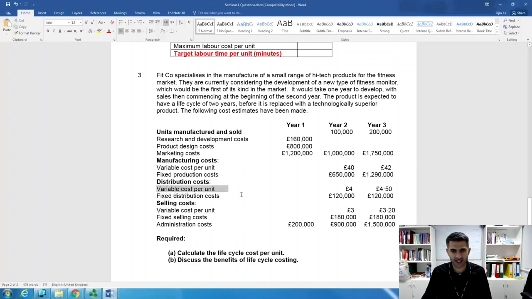For distribution cost, again, variable cost per unit for distribution, you multiply by the number of units sold and produced. They are the same anyway, they are equal. Fixed distribution cost, you add them together. In terms of selling, again, per unit you multiply by the number of units here. And fixed selling, you add them together. And the last one, the admin, you add the 3 years together. So it's very simple, really. For per unit, you just multiply it by the number of units available.